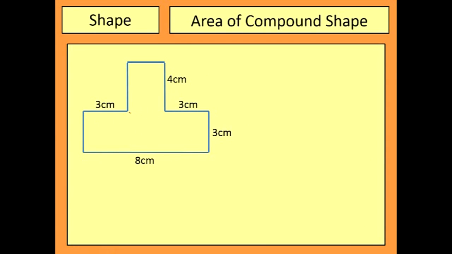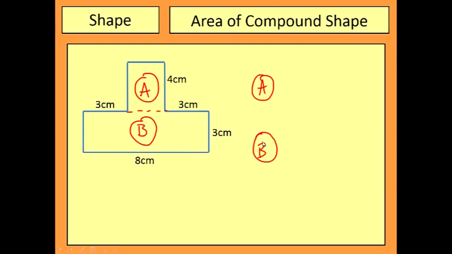Okay, so here's the answer to this one. Now the split that I would have done is this horizontal line here, and had a smaller shape up here, shape A, and a larger one down here, shape B. So let's look at shape A first. Now shape A, we know the height here is 4 centimeters, as indicated by this here, but we don't know this width along the top.